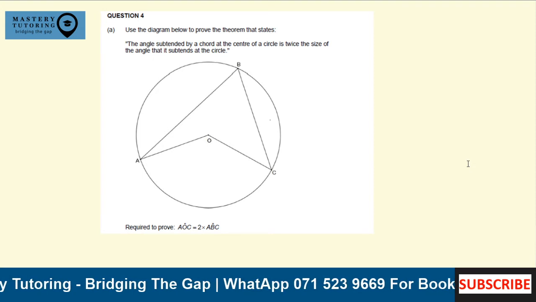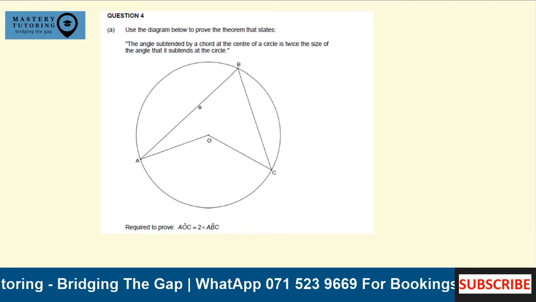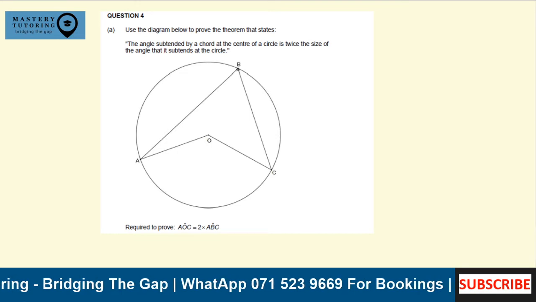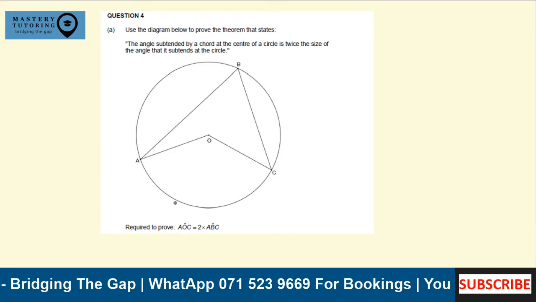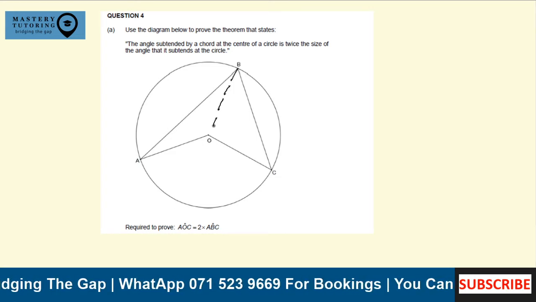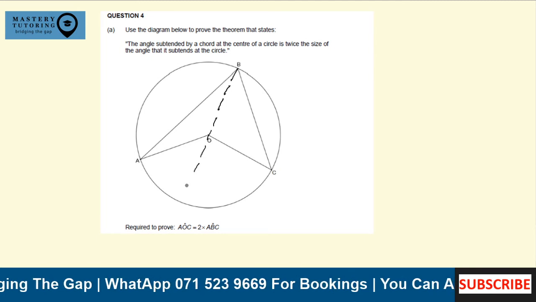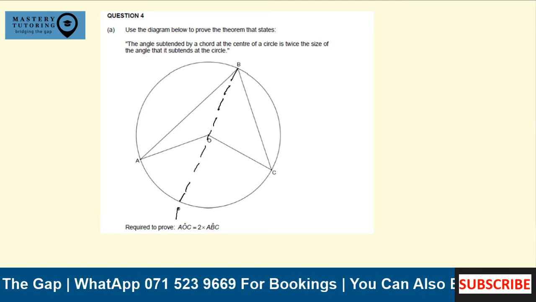Before we start the proof, we need to construct a line on the diagram. The line is going to start from B and then pass through O to a point on the circle. It passes through O and then goes straight to the circle. I'm going to name it point D.